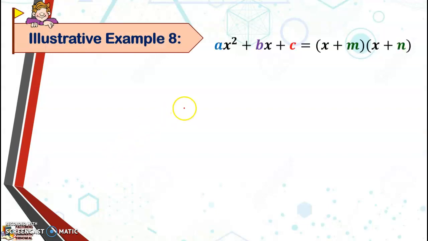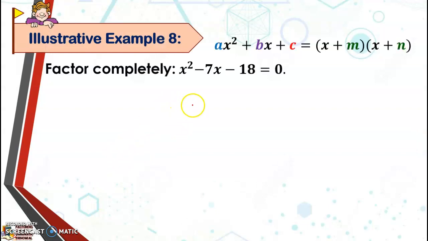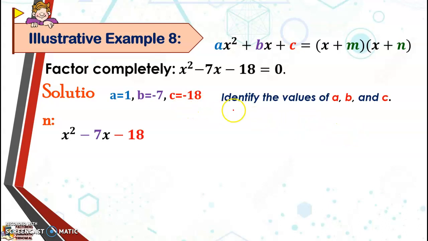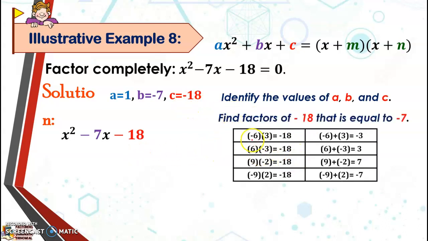Okay, so we have now the last example, x squared minus 7x minus 18 equal to 0. We identified a, b, and c as 1, negative 7, negative 18 respectively. So our c here is negative 18. We now look for a factor of negative 18 whose sum is negative 7. Here is the list of the factors. Again, if c is negative, then one of the factors is negative.